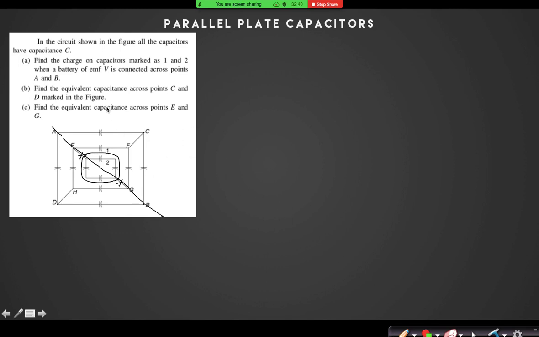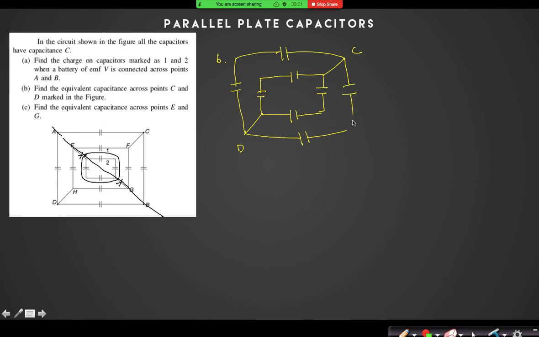So for part B, your question is simplified like this. There is a capacitor here, another capacitor here, another here, another here. This is a box. Inside the box I have neglected because that is completely isolated. And outside there is one more capacitor here, and one more here. So that is C and that is D, and there is one more capacitor here and one more here. Have I drawn the circuit correctly?